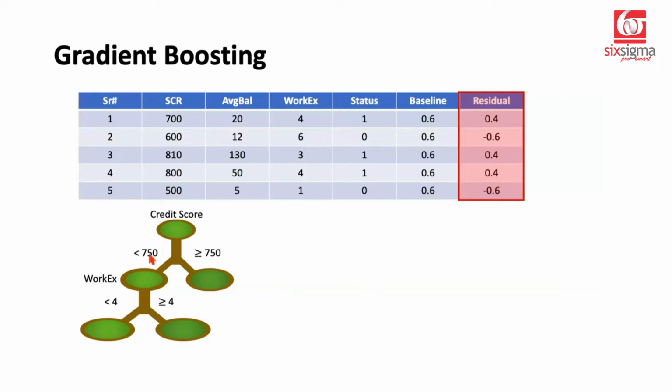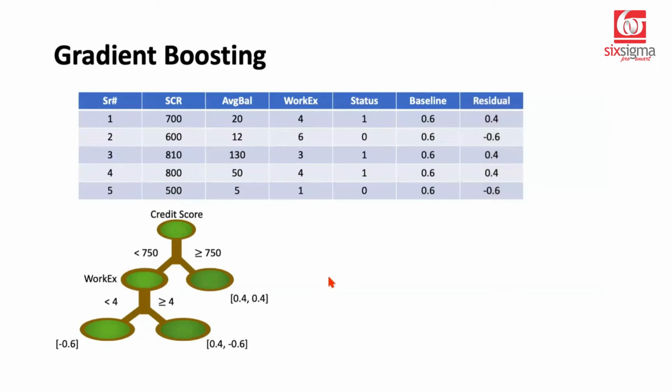Likewise, if we come to the scenario where we have less than 750 credit score, which means we are referring to observations 1, 2, and 5. Then out of these observations, 1, 2, and 5, which all observations have the experience less than 4 years? Only this observation. And this will be mapped to negative 0.6. What about these 2 observations? These 2 observations would come to the right, and they would have the residuals as 0.4 and negative 0.6.